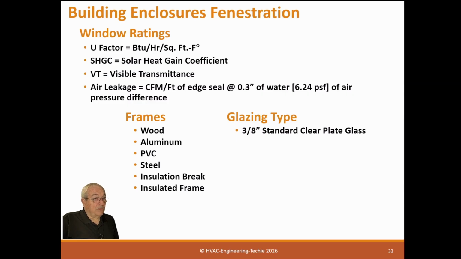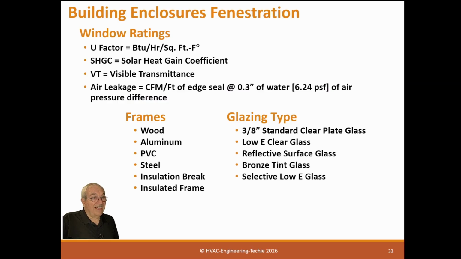3/8 standard clear glass, we're talking commercial. So 3/8 standard, you can get 1/8" glass, but you should never see that on commercial. So normal is 3/8 standard clear glass, plate glass, and that's what we normally use. It could be low E clear glass, which means the color of the glass is such to limit the sun energy through it. Reflective surface, bronze tint glass, selective low E glass, argon, krypton, or xenon gas-filled glass assemblies that help on a double pane or triple pane. It retards the conductance of heat across the glass pane.